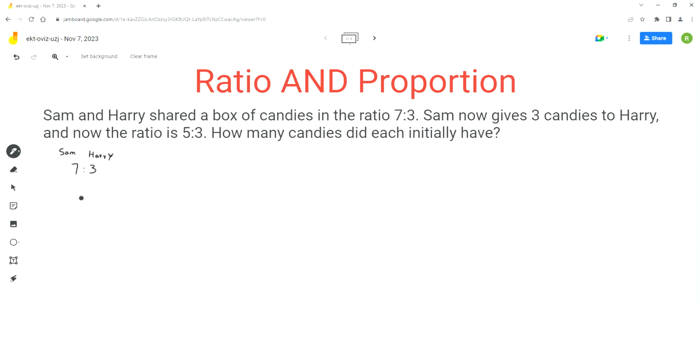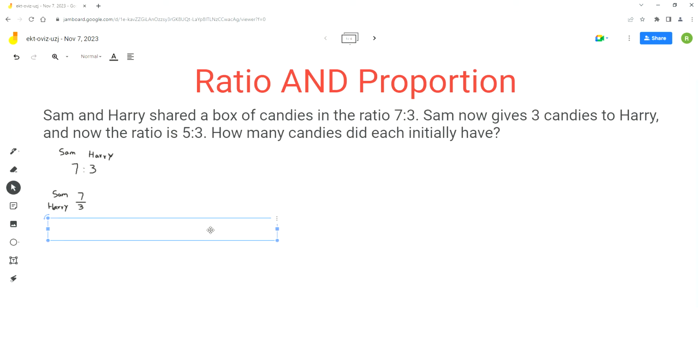Now this ratio can also be written as a fraction, 7 over 3. So the top number is for Sam and the bottom number is for Harry. Now this means that for every 7 candies that Sam owns, Harry owns 3. So these numbers do not represent the actual number of candies they own. So we'll have to use a let statement for a variable that represents the common factor for these two numbers in the ratio or the fraction.